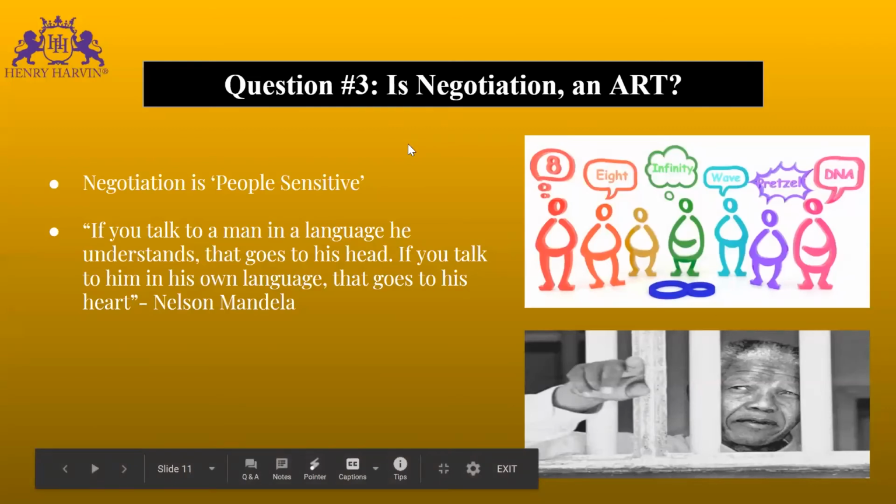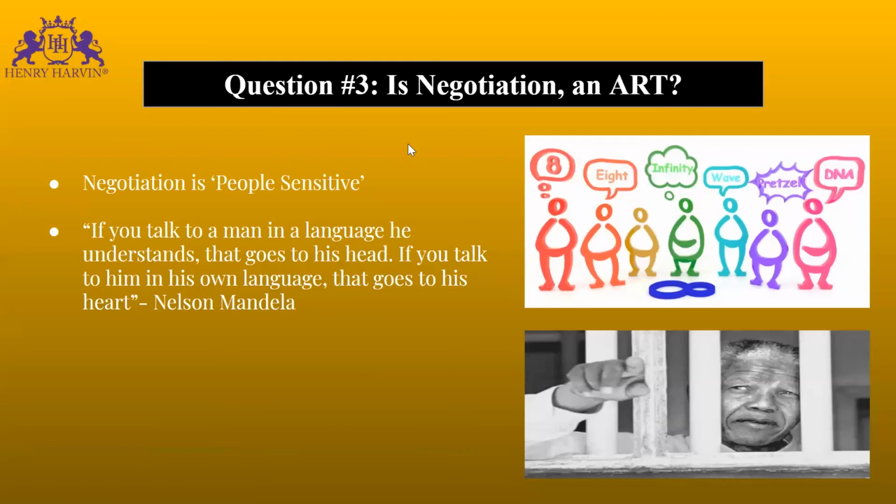Yes, we said it's an art, and it is science because it incorporates a lot of strategies, concepts, and methodologies. Negotiation is also a part of understanding the sentiments and the emotions of another. If you talk to a man in a language he understands, that goes to his head. If you talk to him in his own language, that goes to his heart. So what do you mean by the language here? Do we actually mean the language literally, or does it mean something else here?